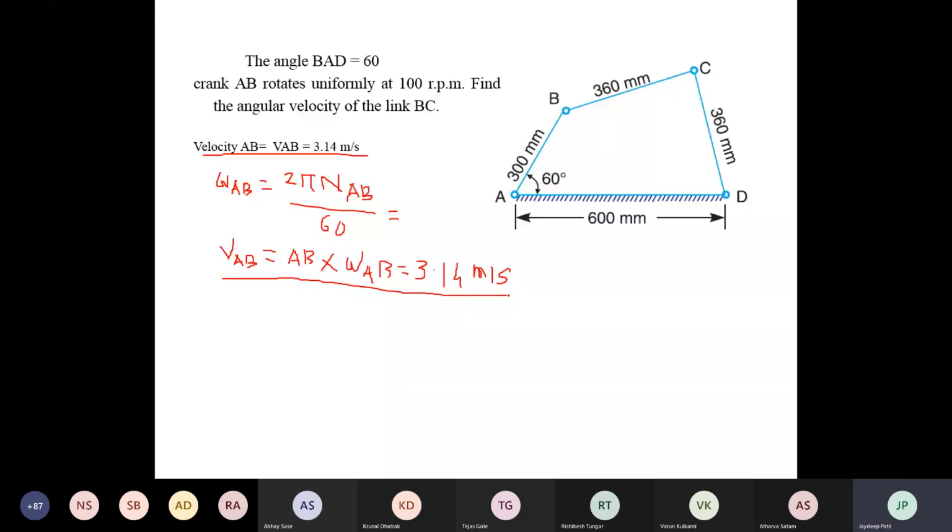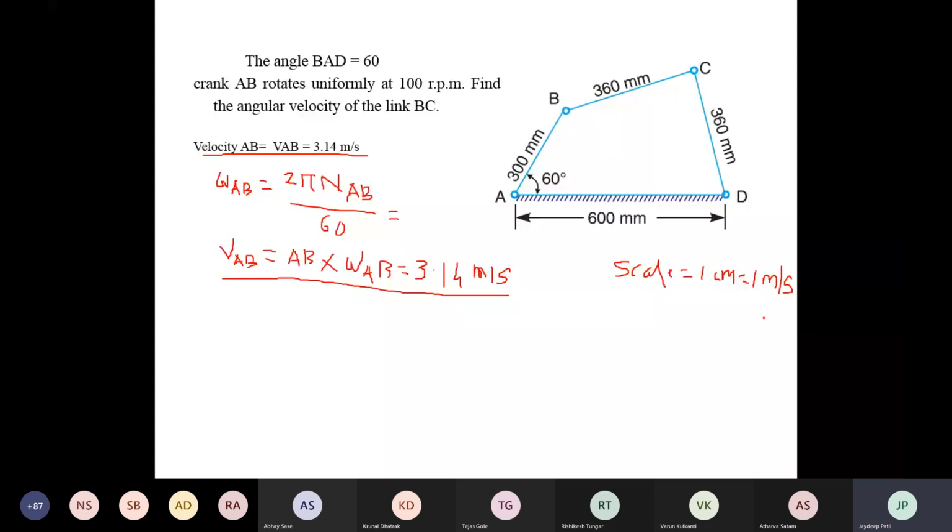Then you have to take a scale to draw a vector diagram. I will take a scale here: suppose 1 centimeter is equal to 1 meter per second.